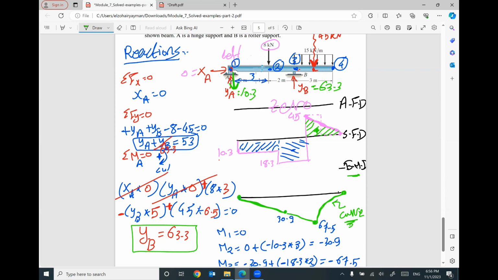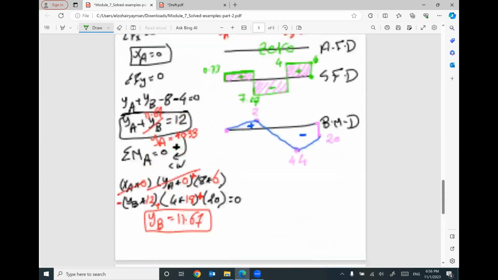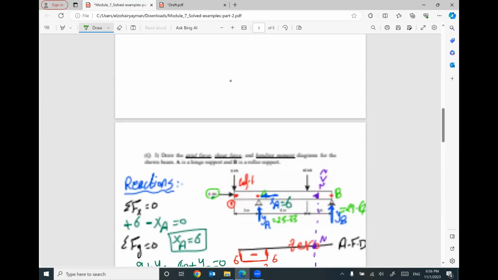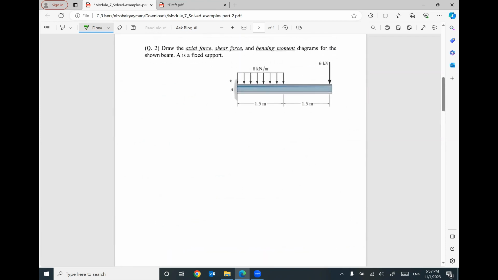So the shear force diagram looks different. You will have a triangle. And the bending moment diagram looks different because you will have a curve. That makes sense? I can do another example for the case of distributed load quickly. This one. Let's do this one.